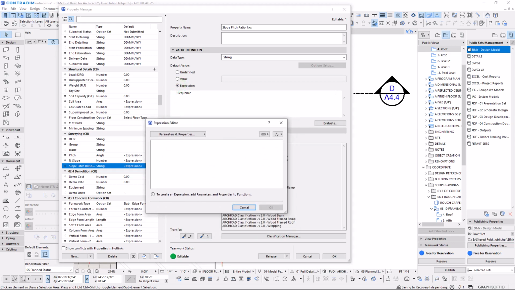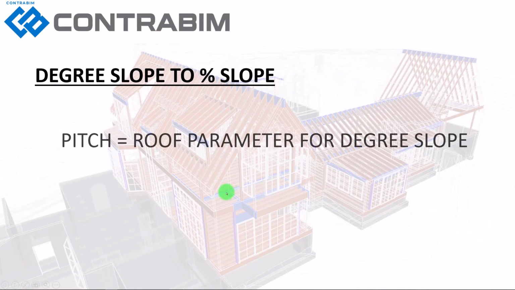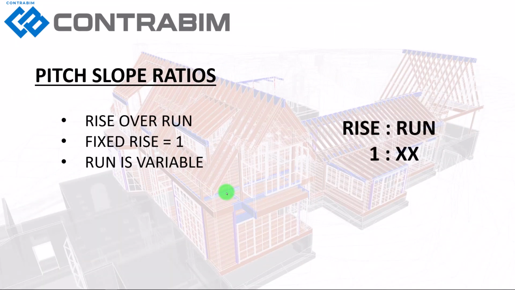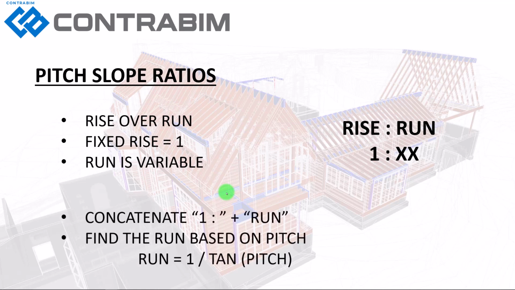As a quick recap, I'm going to jump back over to our slides and pull this up as a little refresher. What we are going to be doing is our rise over run, where we have a fixed 1 as our rise, and we let the run be determined by whatever value that is. We're going to concatenate our 1 plus our run, and we find this through the formula of 1 over the tangent of our pitch. So that's the formula we are working with.